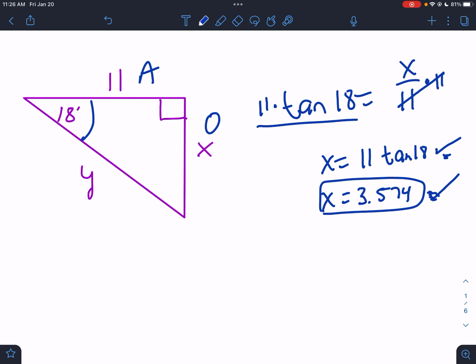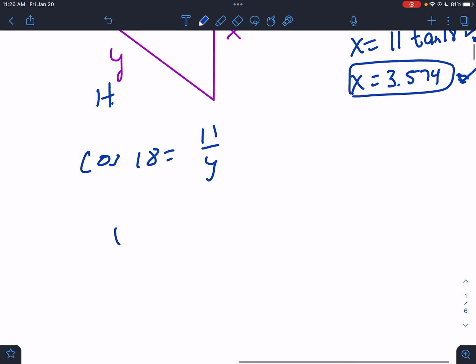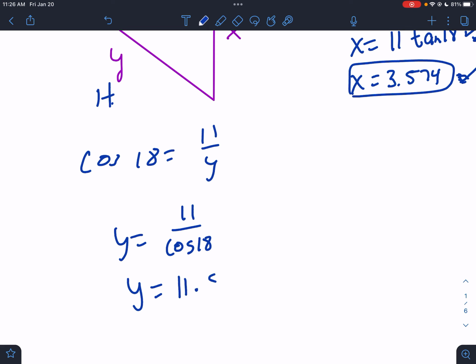So hopefully you listened to the last 2 minutes and you understand that you don't round when you're still doing work. All right, so I'm going to get this hypotenuse. I'm going to use the unrounded whole number 11. That is adjacent over hypotenuse, and that is the cosine of 18 equals 11 over y. If y is down low, they switch places. So that's 11 over the cosine of 18. And if I plug that in, I get 11.566. And that is my hypotenuse.